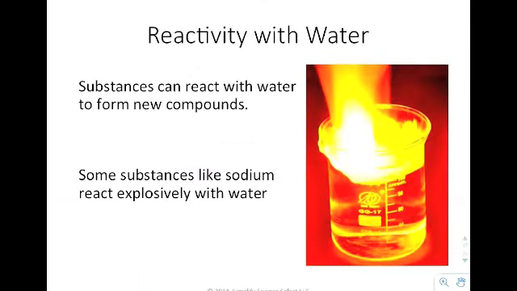Next, you see reactivity with water. This is an example of how you can take something like sodium and put it in water and it will burn because it's reacting so explosively. So some substances will react with water explosively, and that's reactivity with water. Once again, you're saying, how does it react when I put it with this? Not just what is it by itself.